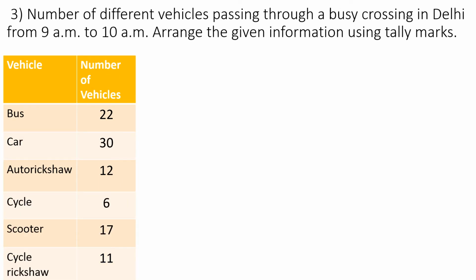Let us solve one more question. Question number 3. Number of different vehicles passing through a busy crossing in Delhi from 9 am to 10 am. Arrange the given information using tally marks.